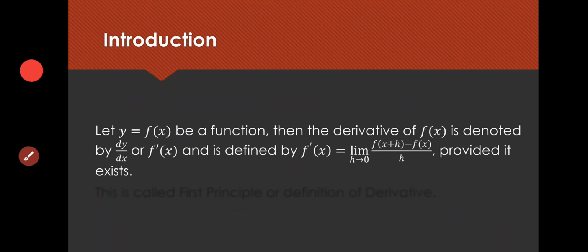Now if y equals f(x) is a function, then the derivative of f(x) is denoted by dy/dx or f'(x), which I think you already know from your physics classes, and is defined by f'(x) equals limit h tends to 0 of (f(x+h) minus f(x)) by h, provided the limit exists. Whenever we are talking about limits, the limit has to exist, it has to give me a finite value. If it doesn't give me a finite value, then there is no point in finding that limit. So if this particular limit exists, then whatever value it gives me is called the derivative of f(x).